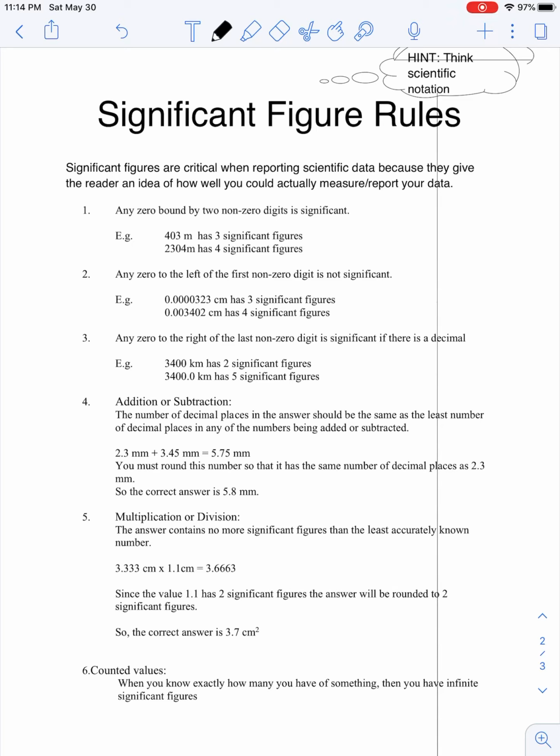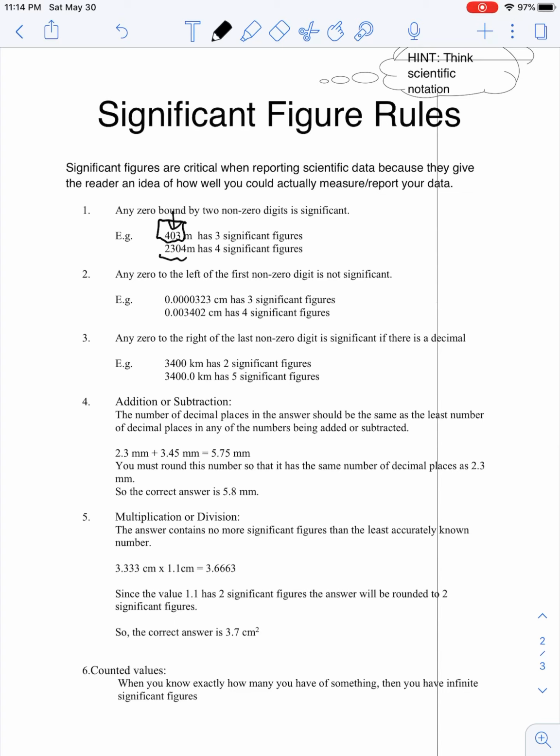Okay, so any 0 bound by 2 non-zero digits is significant. So when we look at 403, all 3 of these numbers are significant because the 0 is bound by non-zero digits. And when we look at 2304, again, that 0 is bound by non-zero digits, so all 4 of them are significant. It's when we start or end with zeros that things get a little weird.